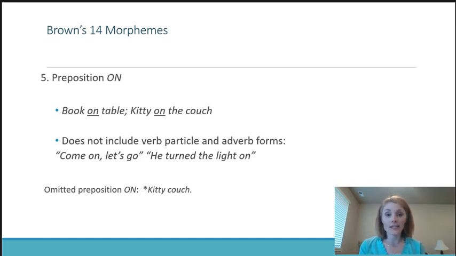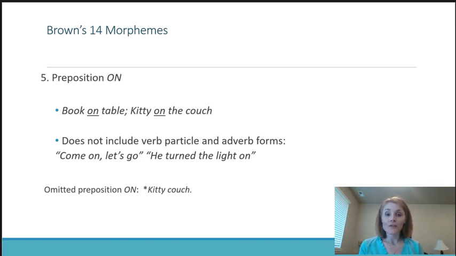And again, you can use the same rule. If there's no object, then it's not a preposition. So to be used as a preposition, it would have to have an object. So like in the book is on the table, the table would be the object of the preposition on. And a child who is omitting the preposition on might say something like kitty couch, right? When what they meant to say was kitty is on the couch.